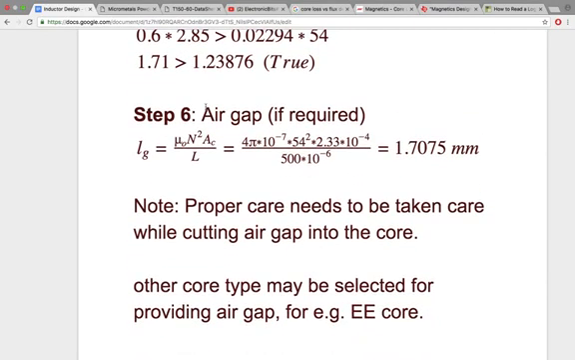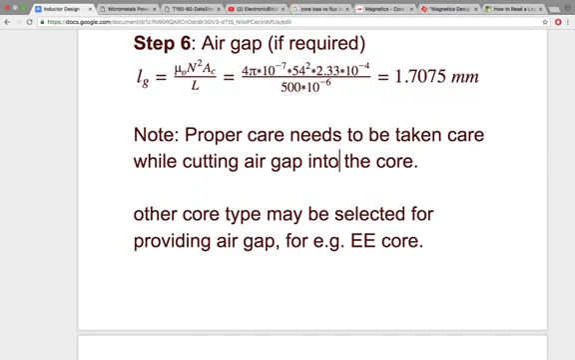Now, as we had checked that the inequality is not matching, the length of air gap we have to compute using this. So we have to provide an air gap length of 1.7075 mm, approximately 1.7 mm. Now the problem here is it's a toroidal core, so you have to provide the air gap of this much length, but you have to cut it. So you have to use an advanced machine like water jet cutting or laser cutting to get this precision.